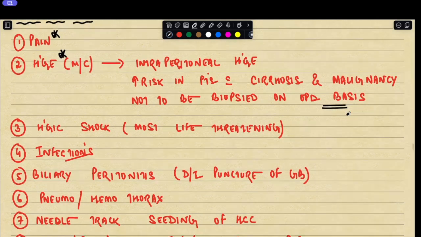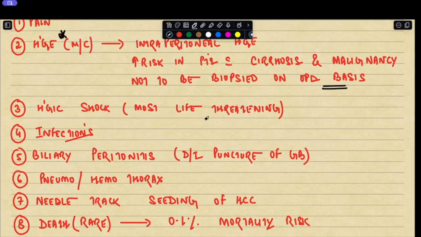Then hemorrhagic shock is the most life-threatening complication. The same hemorrhage can give rise to shock if the bleeding is not controlled. Then infections: any surgical procedure has chances of infection, so it should be done under the cover of broad spectrum antibiotics. If you puncture the bile ducts or the gallbladder, it might lead to leakage of bile, leading to biliary peritonitis, or you might puncture the lungs, leading to either pneumothorax or hemothorax.